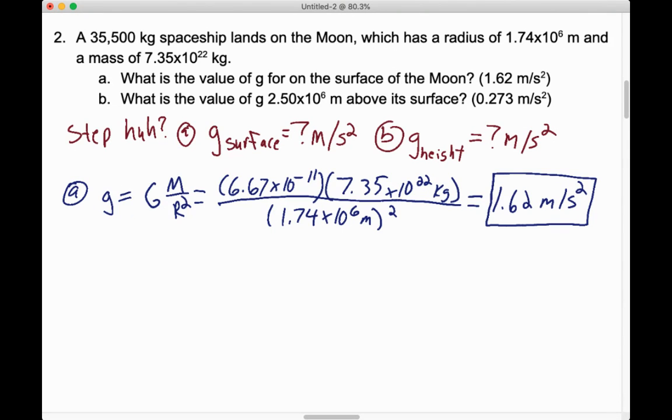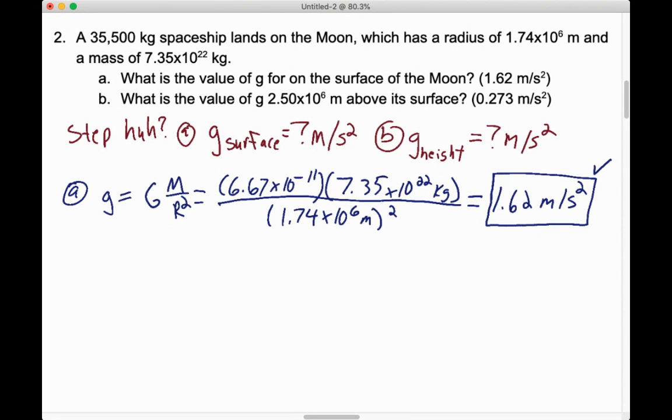And does this number make sense? Well, little g on Earth is 9.8 meters per second squared. So we've got a smaller number than that, but the moon is smaller than the Earth. It has less mass, so its surface gravity is going to be less strong. So yes, this number makes sense.